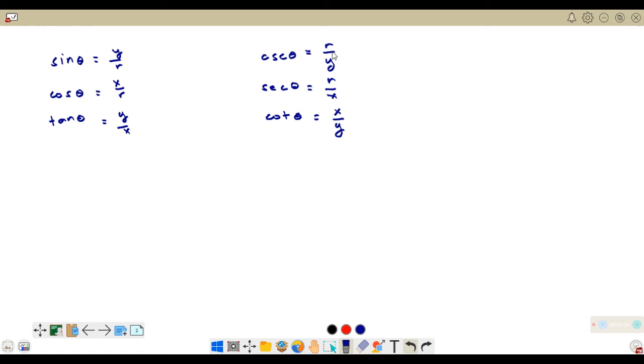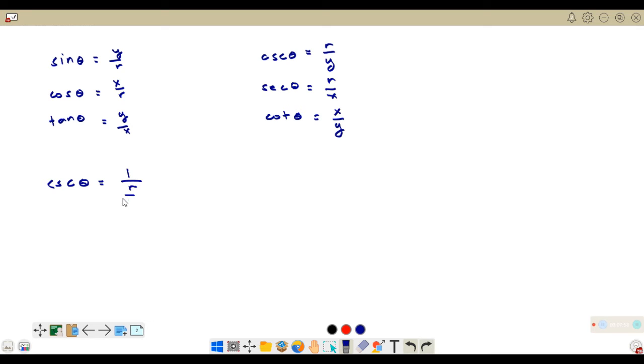So, paano nangyari that cosecant theta is equal to r over y? So, cosecant theta is equal to 1 over r over y.